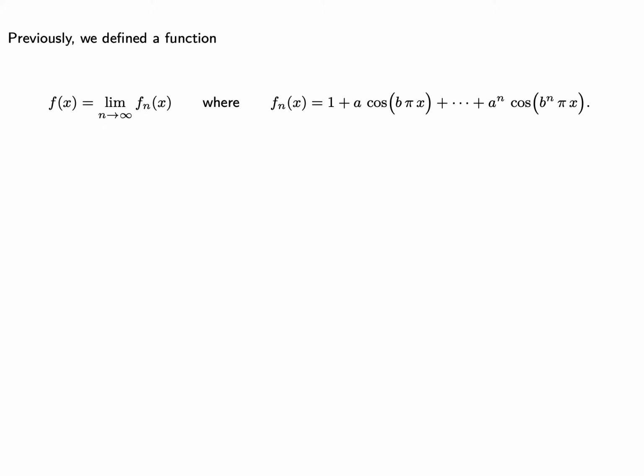To continue along the lines of our motivating questions, let's consider a series of motivating examples. Previously, we defined a function, f of x, as a limit as n increases without bound of a sequence f sub n of x, where f sub n is a sum 1 plus alpha times cosine of beta pi x plus alpha squared times cosine of beta squared pi x, and so forth.